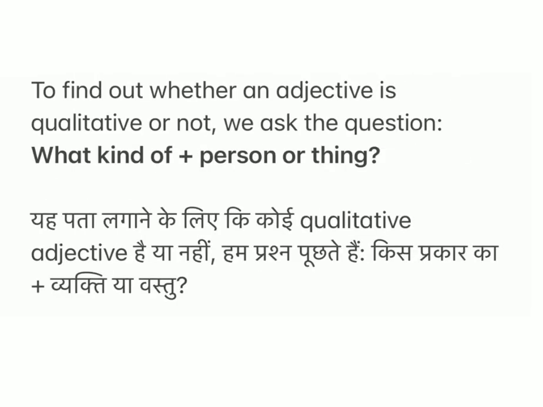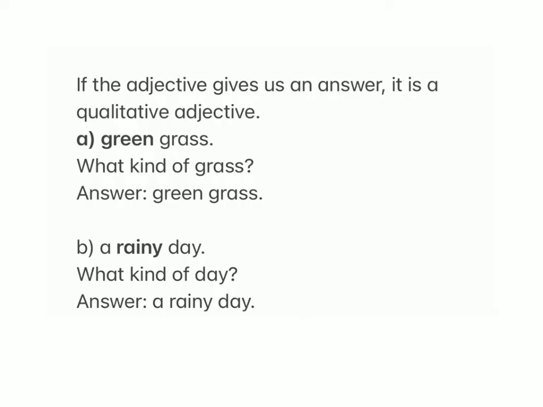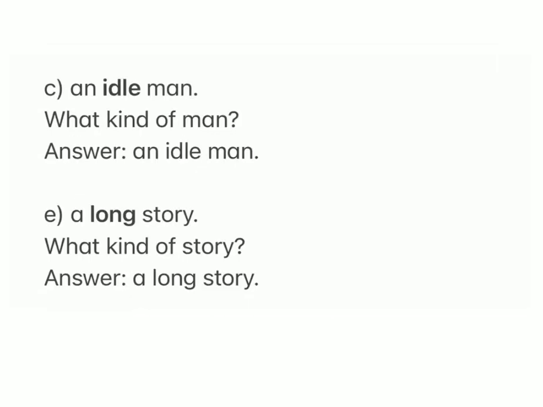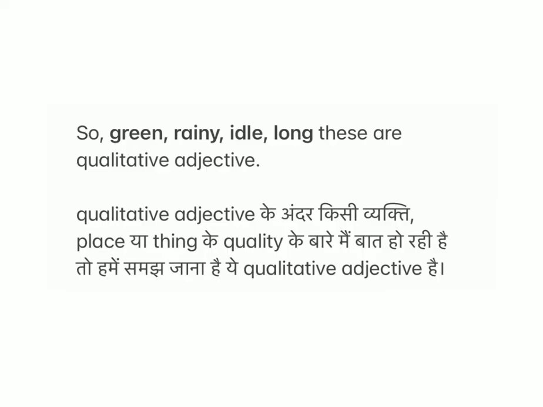To find out whether an adjective is qualitative or not, we ask the question, what kind of plus person or thing? If the adjective gives us an answer, it is a qualitative adjective. A. Green grass. What kind of grass? Answer, green grass. B. A rainy day. What kind of day? Answer, a rainy day. C. An idle man. What kind of man? Answer, an idle man. D. A long story. What kind of story? Answer, a long story. So, green, rainy, idle, long, these are qualitative adjectives.